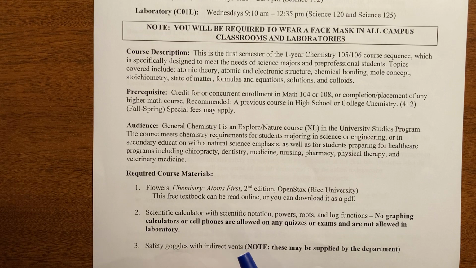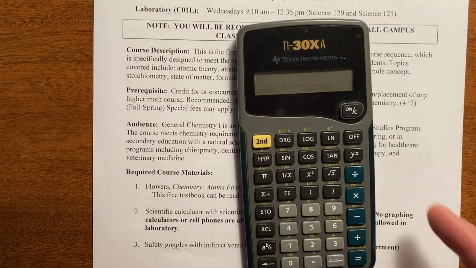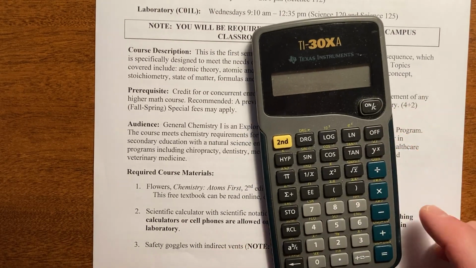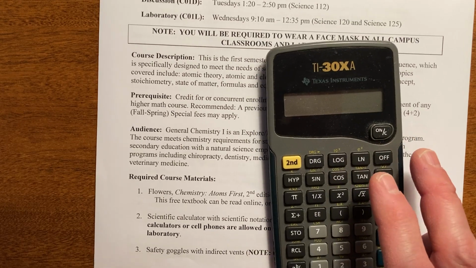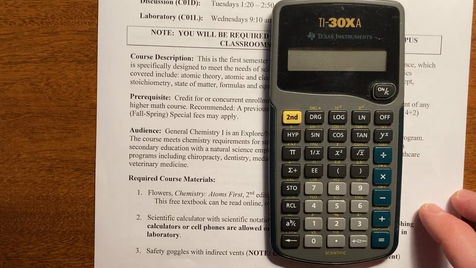Make sure you have a good calculator with scientific notation, powers, roots, and log functions. You won't be allowed to use a graphing calculator or a cell phone on quizzes and exams. So if you have one of those real fancy $100 calculators, you might want to think about just getting something like this. I've had this for years. It's just a Texas Instruments TI-30X, but it's a $15 or less calculator.